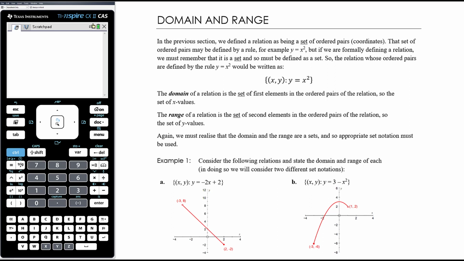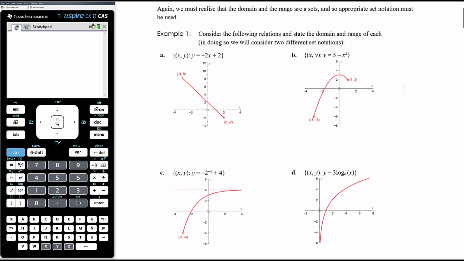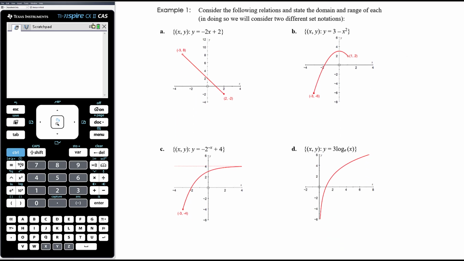Okay. So let's consider the following relations, and we want to state the domain and range of each, and in doing so we're going to review two different set notations. Okay, so the first relation here is a set of ordered pairs such that they all follow this rule. The y coordinates in the ordered pairs are all equal to -2 times the x coordinates plus 2. We can see from the graph here also that we don't have that complete relation. Okay, so it's actually been restricted.